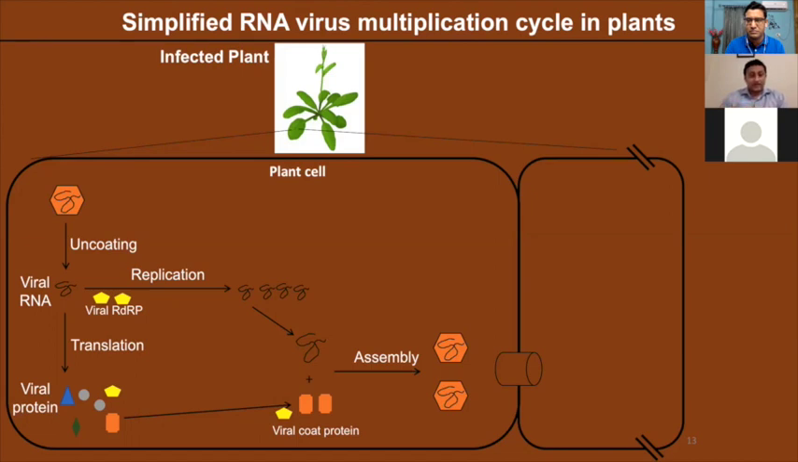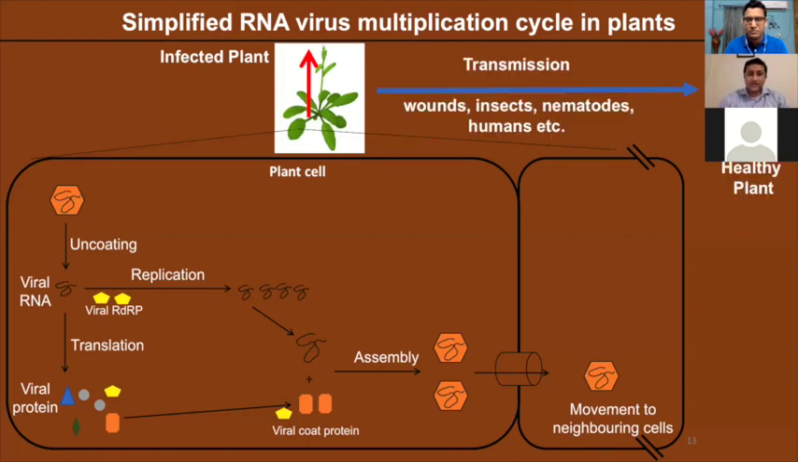Once it forms these particles, in association with other accessory proteins, the virus moves to neighboring cells, and eventually it moves to different parts of the plant. So this is how, within one particular plant, the virus infects the first few cells and then spreads all throughout the plant. The next question that gets raised is: how does the virus infect a new healthy plant? Viruses need vectors to get transmitted to new healthy plants, and these vectors can be insects, nematodes, or even us human beings. So this is a simplified view of the multiplication cycle of an RNA virus.